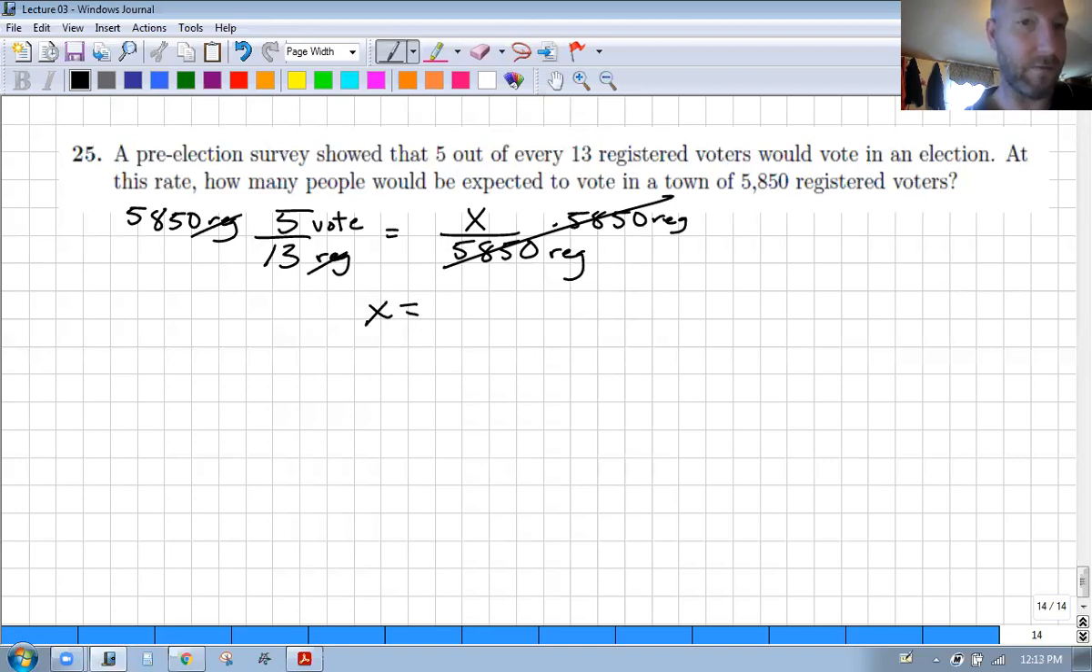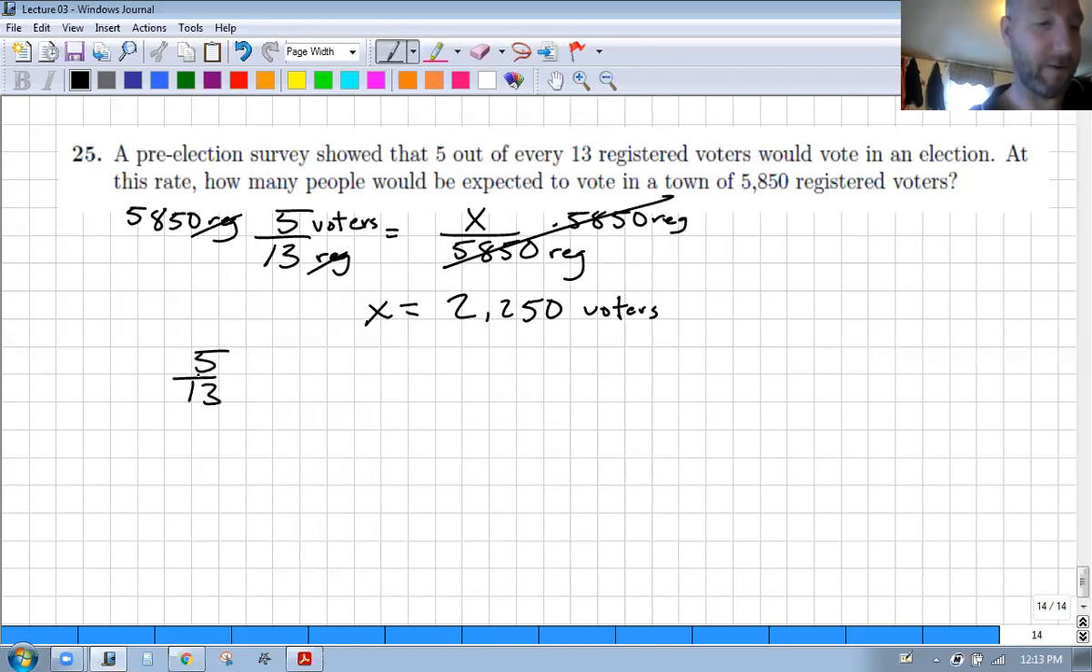5850 times 5 divided by 13 is 2,250 voters. That's one way to do it. The other way is using percentages. 5 out of 13.